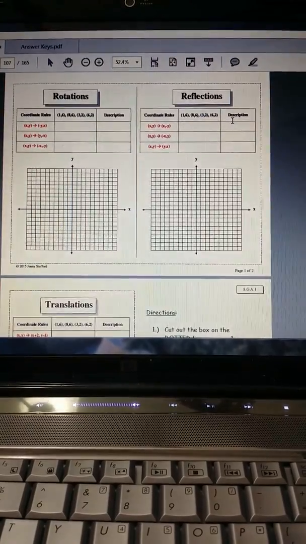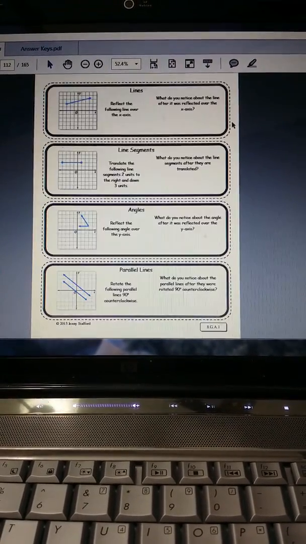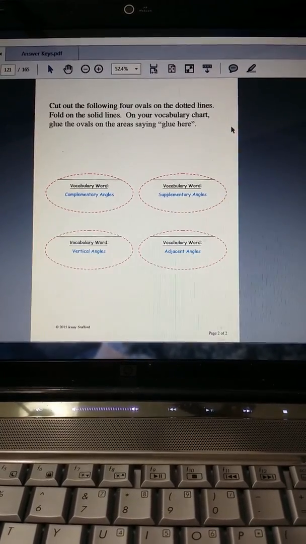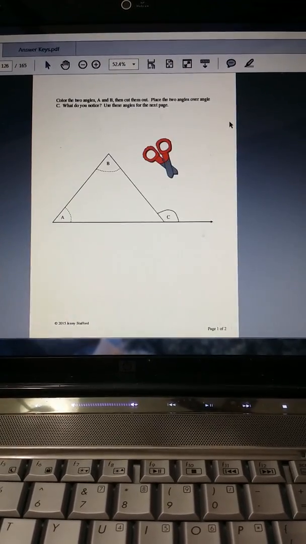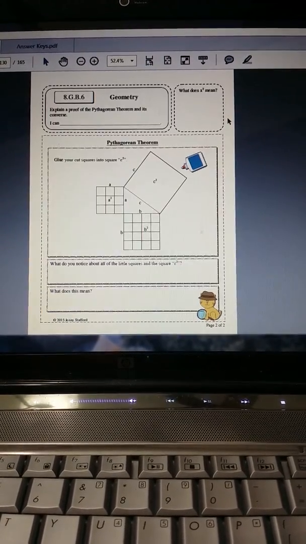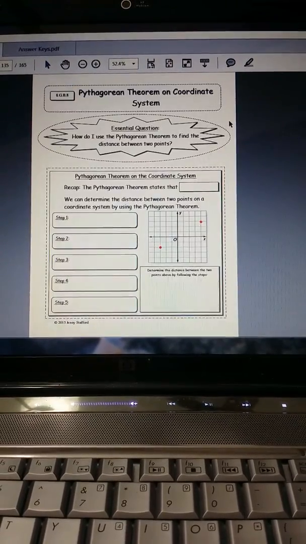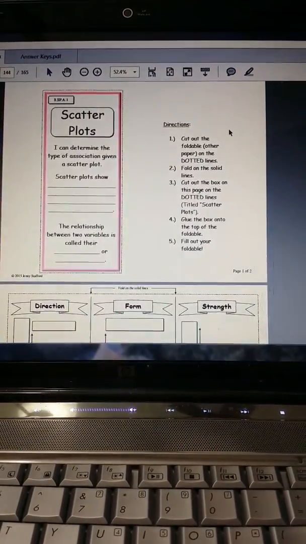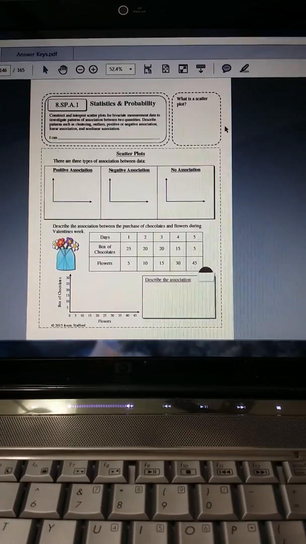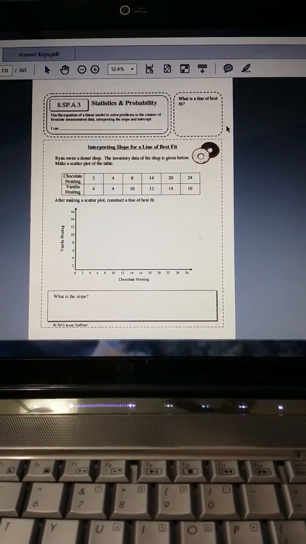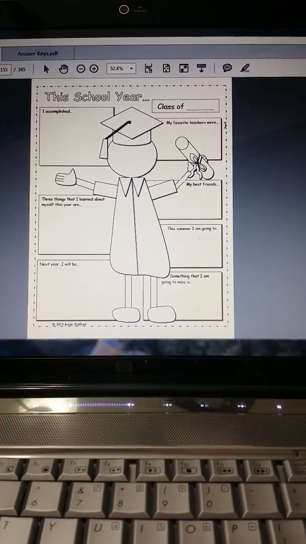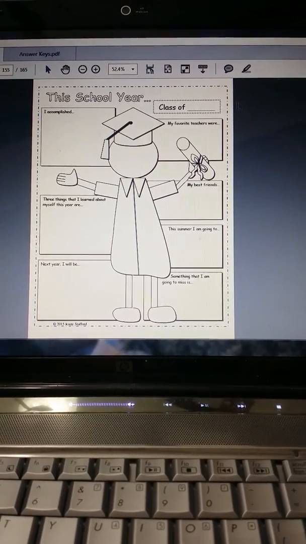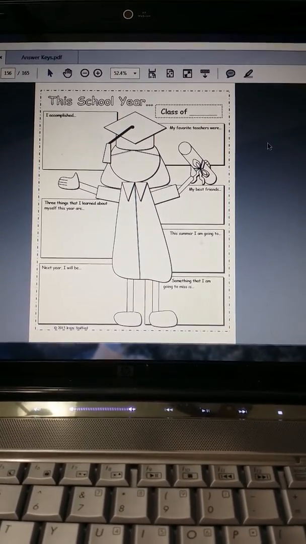We're into geometry. And there's the cell phone templates again. And then our last one is statistics and probability. And the cell phone templates. And at the end of the file, you'll see where students can write how their school year went, kind of a reflection of the school year.